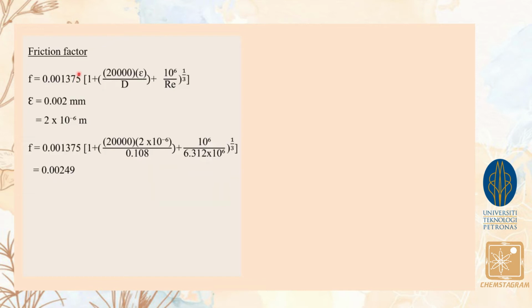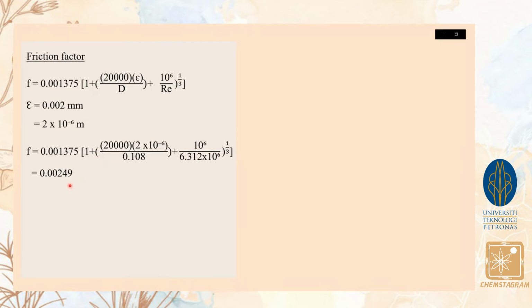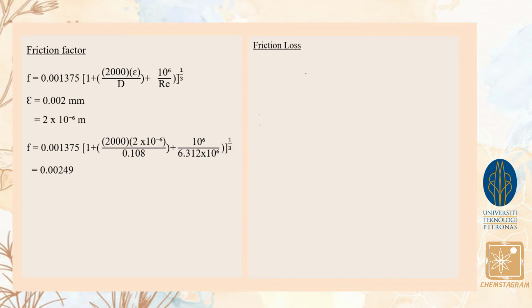Since the flow is turbulent, we can use this formula in order to get the friction factor. But we have to find the roughness of the pipe first. The roughness of the pipe, which is denoted as epsilon, is 2 times 10 to the power of negative 6 because we use the stainless steel pipe in this stream. So substitute this value, the diameter value and the Reynolds number value into this equation, and then we got the friction factor is 0.00249. Now, we want to calculate the friction loss in pipe number 1.